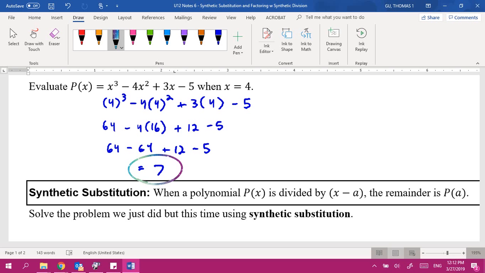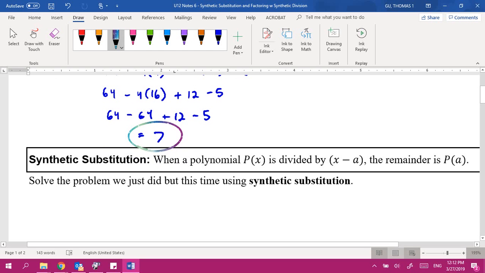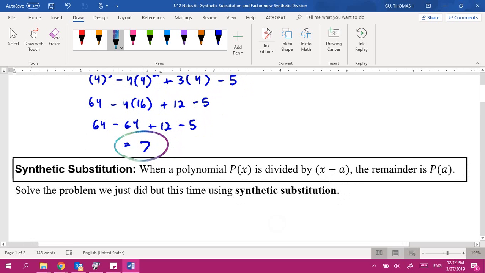But now look at that. So, you had to do a little bit of calculations there. The numbers could get a little big. So there's another technique we can use to find out the exact same thing. And that is called synthetic substitution.